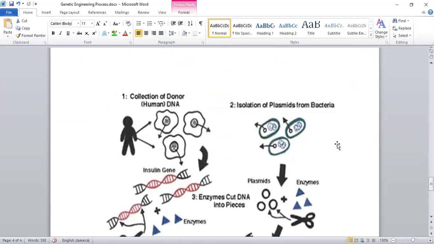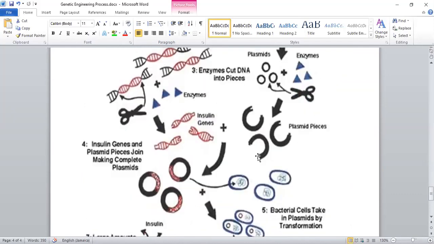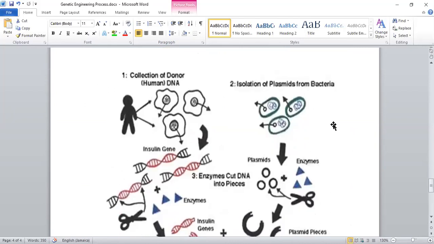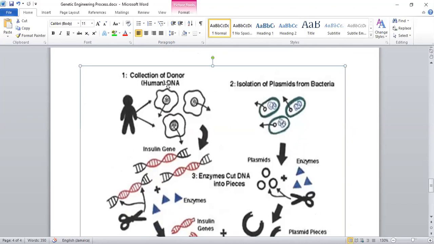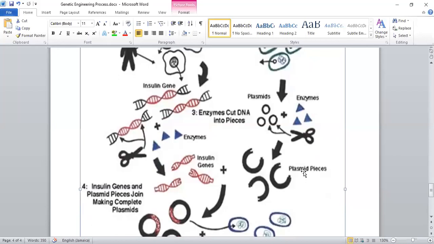This is another simplified version. It's a little bit more complex than the one we saw before, but I always like to give you diagrams of the processes so it helps you to explain yourselves better. All right. So another diagram talking about how you do the process is that you collect the human DNA, right? And you also get your plasmids from the bacteria. So you have to be doing step one and step two at the same time. You would use enzymes to cut the DNA of interest and the same enzyme to cut the plasmid. Then you would allow your gene and your plasmid to be mixed together, and they will stick together because once you cut them with the same enzyme, they're going to have sticky ends which are complementary to each other.